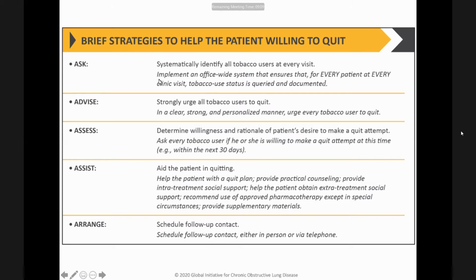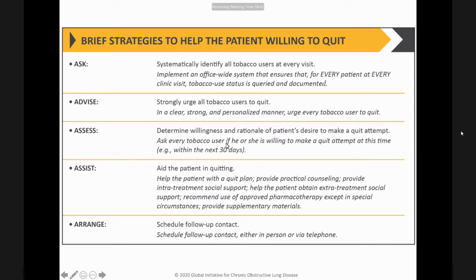Coming to the management, you will always ask about smoking cessation. Smoking cessation is the foremost thing you always advise any patient. These are the 5 A's that you use for smoking cessation. You ask the patient whether they are willing to quit or not, then advise the patient, strongly urging all tobacco users to quit, and then assess whether there is willingness in the patient.